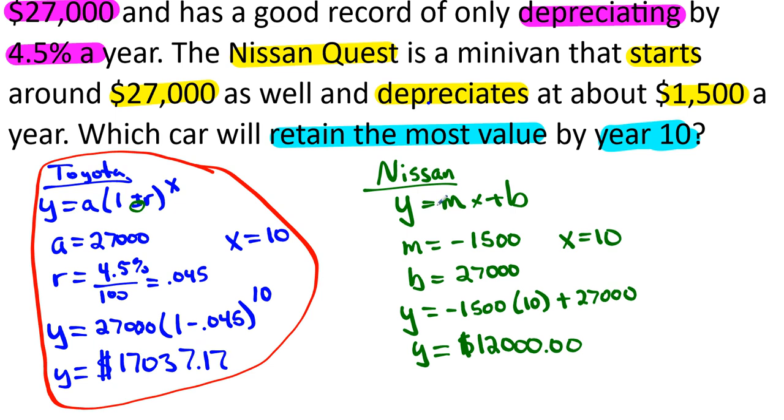$17,037.17. Our Nissan started at $27,000 and also depreciated, but this time by $1,500 a year. Of course, that is just a value, which means that was our linear model. So then our slope was negative 1,500 since we are depreciating. Our starting value, 27,000. And then, of course, plugging it all in, we ended up with $12,000 for our Nissan minivan. Well, which one retained? The key thing was here, retain the most value. By year 10, obviously, the Toyota is worth more still.